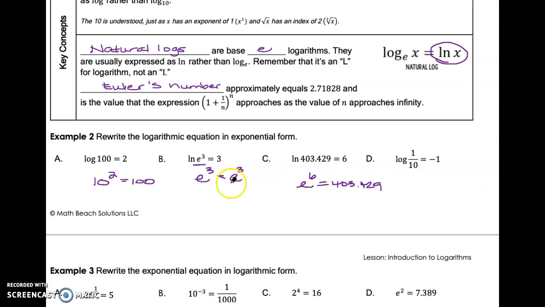And then the last one, D, log base 10 to the negative 1 is equal to 1 over 10. And to prove to ourselves that those two things are the same, remember that if I have a negative exponent, to make it positive, we would move that to the denominator to the same power, and that would result in 1 over 10.